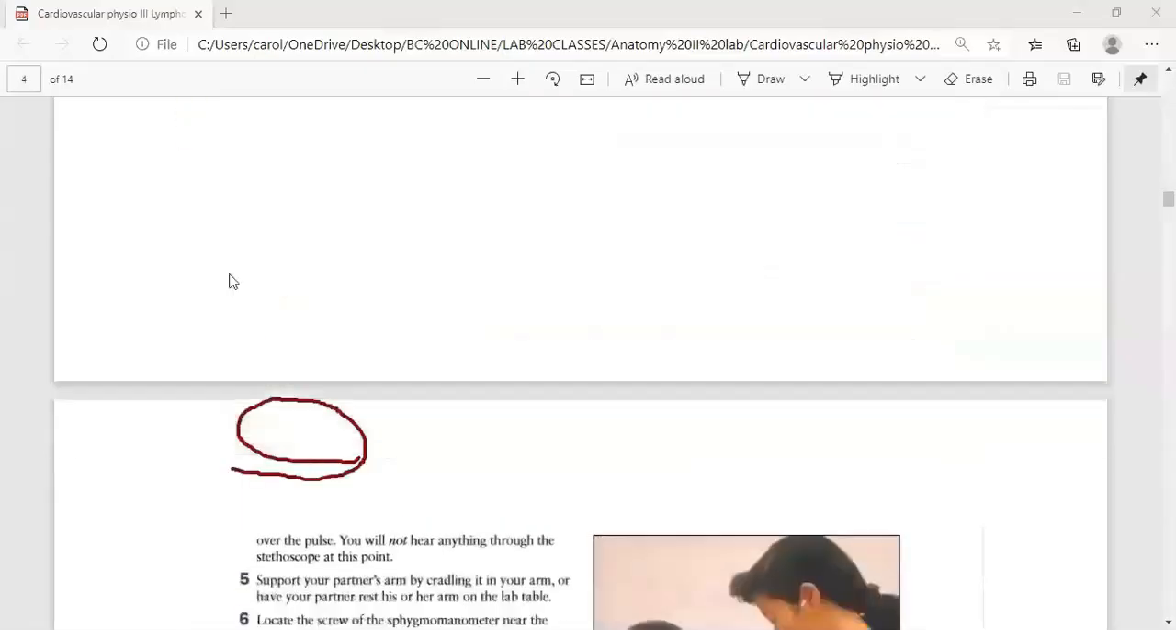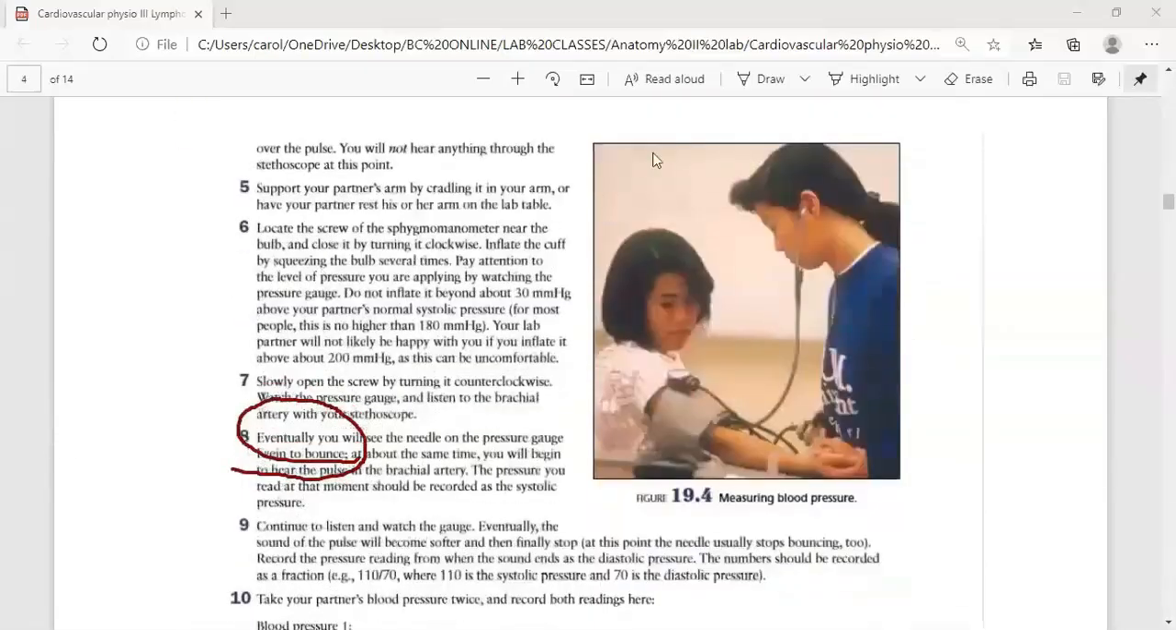And this is obviously a picture of how you're going to take the blood pressure. They're going to use the sphygmomanometer, which is this one right here. They're going to use the stethoscope. You're going to have a valve in here that will inflate this cuff. So basically what you're trying to do by increasing the air right here in this cuff is to block the blood flow in the brachial artery.